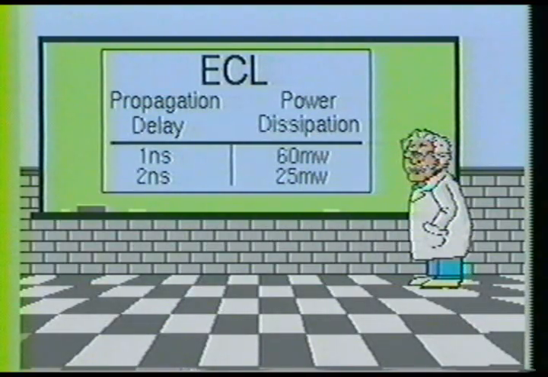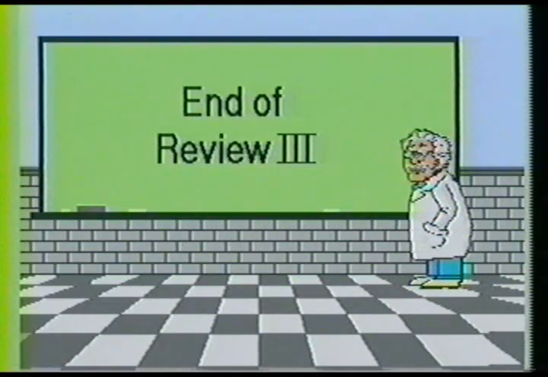Emitter-coupled logic devices are among the fastest in the digital family groups. The fastest in the ECL series has a propagation delay or switching speed of only 1 nanosecond, but it will consume as much as 60 milliwatts of power per gate. This concludes review number 3.